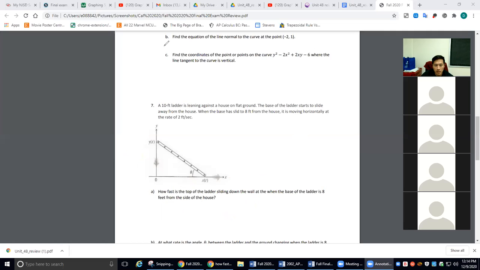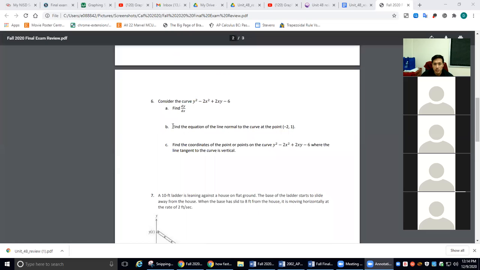I'm going back to number 6. This should be fairly easy to do. Remember that normal lines are perpendicular slopes. So you find the slope first from dy/dx, plugging in the point, and then what do you do? You flip it upside down and take the negative of that value.